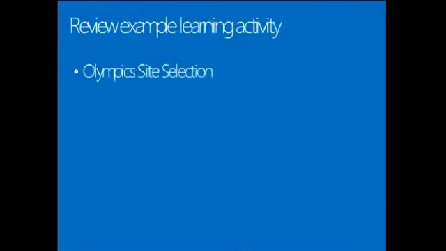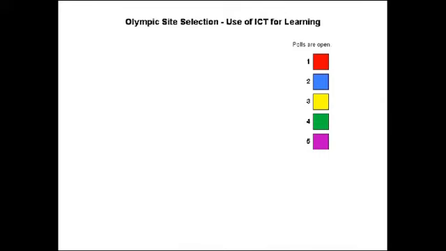So with that explanation of the rubric, a high-level overview, let's turn to coding the Olympic site selection example on the use of ICT for learning. So we've already talked a little bit about this Olympic site selection learning activity example. So think about what this would be coded on the use of ICT for learning example. And I'm going to ask Delana to come in and talk a little bit about what your thoughts are on this example.